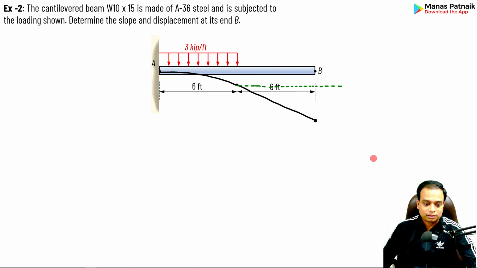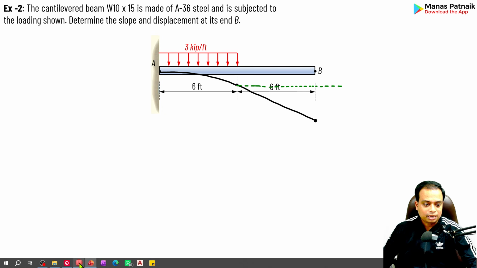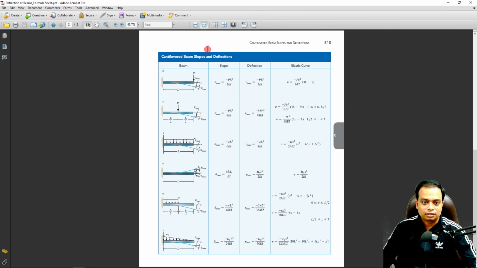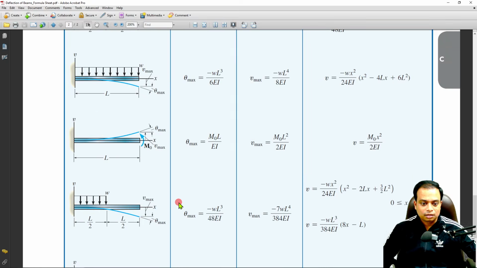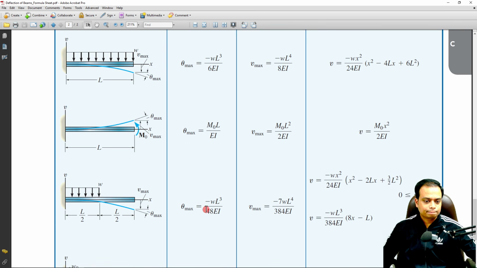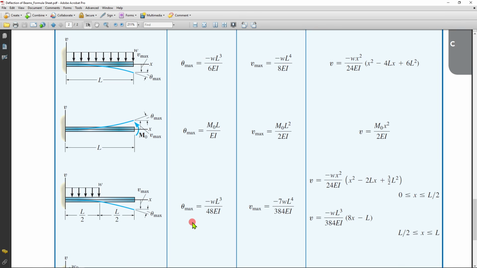Okay, so I think I should help you with this. Let me get my formula sheet. Here it is, and let me zoom out. That's a cantilever beam. Notice. Here we go. This is what we are searching for. Let me zoom out slightly. Have a look.